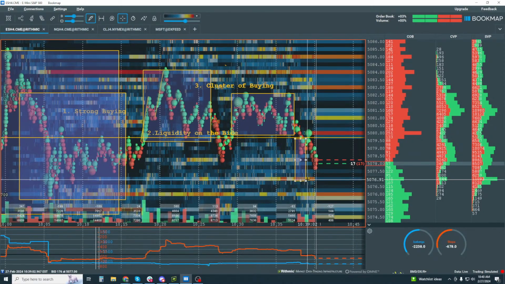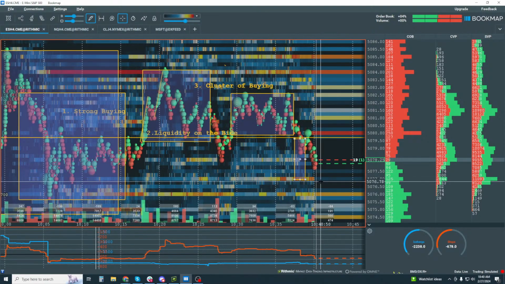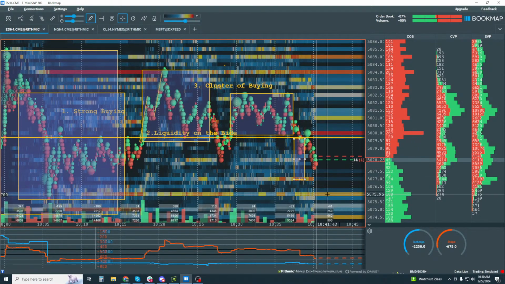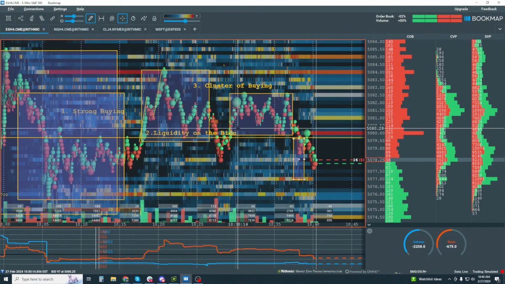Okay, 77 pulled. Well, we can come back. Let's keep our rectangle here, but we can come down to 75. Now that's going to be pretty close to the low of the day here for the cash session as well.